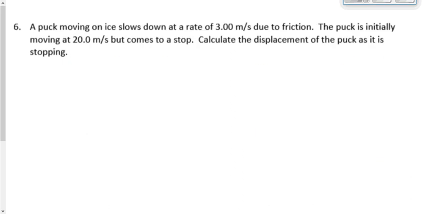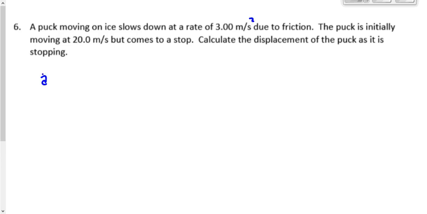Number 6. A puck moving on ice slows at a rate of 3.0 meters per second, should say 3.00 meters per second squared, due to friction. The puck is initially moving at 20 meters per second but comes to a stop. What's the displacement of the puck as it stops? Group A or Group B? Yeah, it's Group B. It's decelerating actually, but that's acceleration, right?